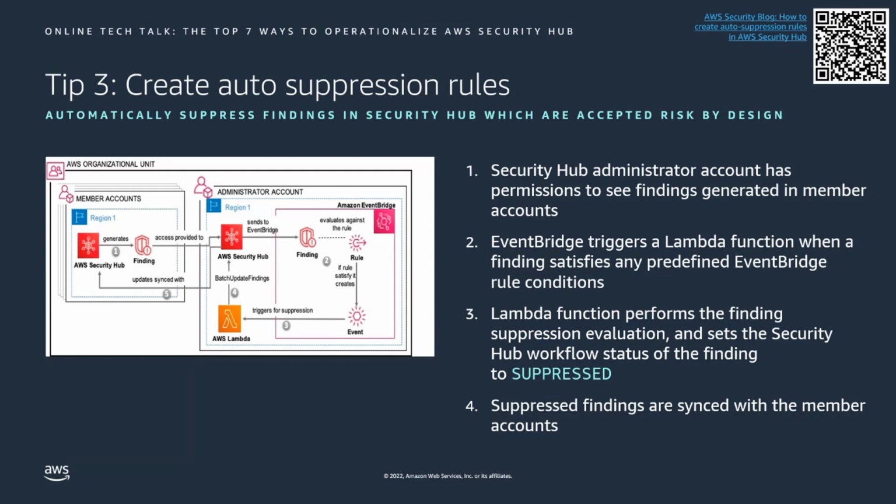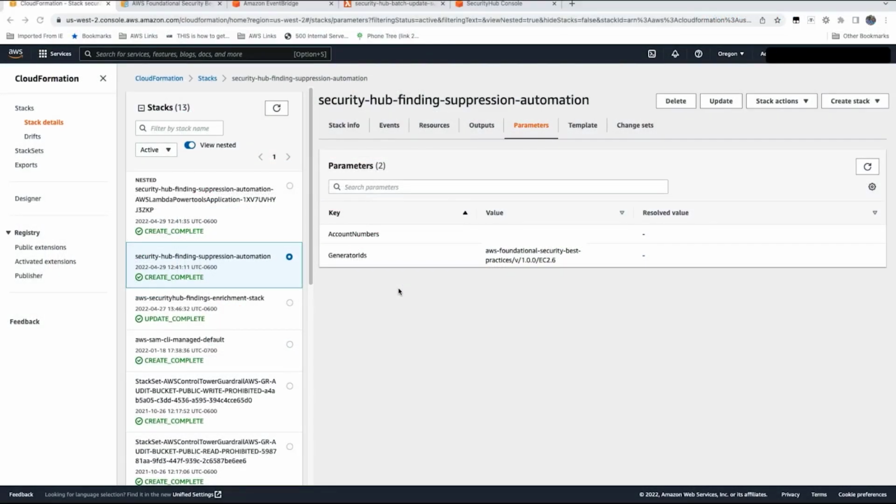So let's see this in action, and let's switch to the AWS console. Thanks for following me to the console. So I have deployed the CloudFormation template to my Security Hub administrator account. This CloudFormation template takes 2 parameters. First is the account number. So I have passed my development account number where I want to suppress the findings. And the other parameter is the generator ID, which uniquely identifies the Security Hub finding of not enabling VPC flow logs in your account.